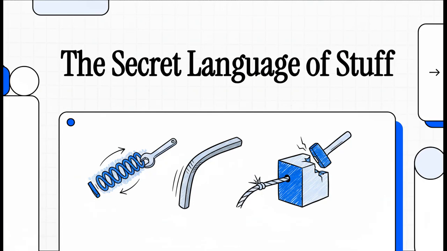Have you ever really stopped to wonder why some things bend and other things just break? I mean, everything around you, from the chair you're sitting in to the phone in your hand, every single object is speaking a kind of secret language. It's a language of properties that dictates exactly how it behaves. Well, today, we're going to learn how to translate that secret code.